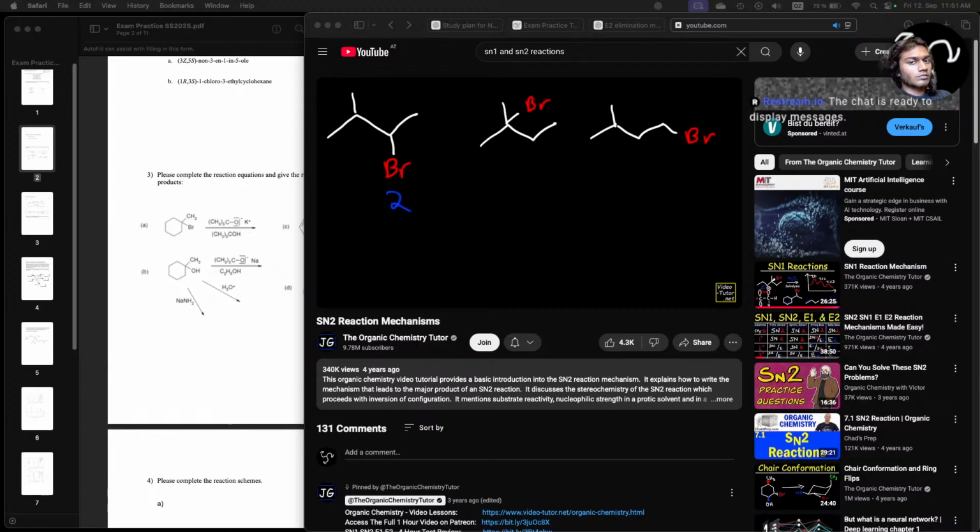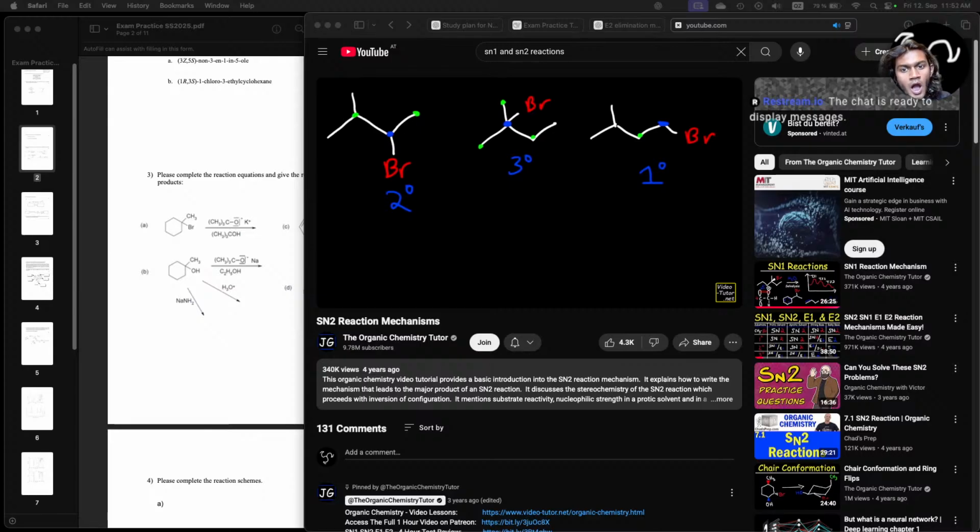So here we have a secondary alkyl halide because the carbon that bears the bromine atom is attached to two other carbon atoms. And in the middle, we have a tertiary alkyl halide because that carbon, which is here, is attached to three other carbon atoms. And on the right, we have a primary alkyl halide because the carbon that bears the bromine atom is attached to one other carbon atom.